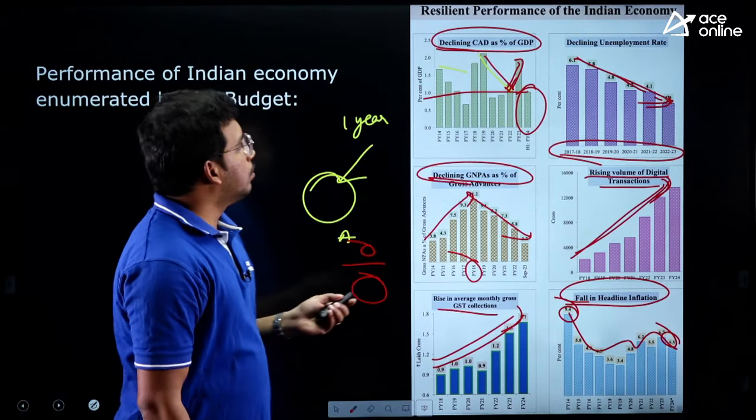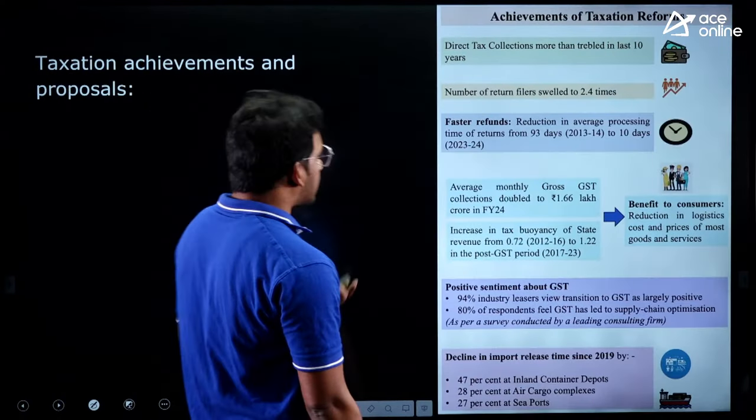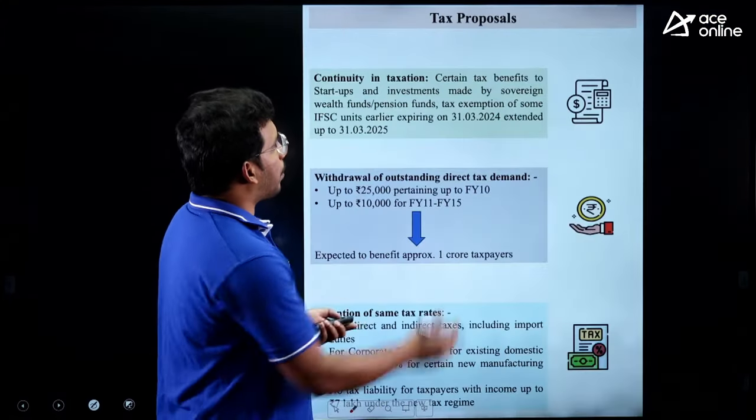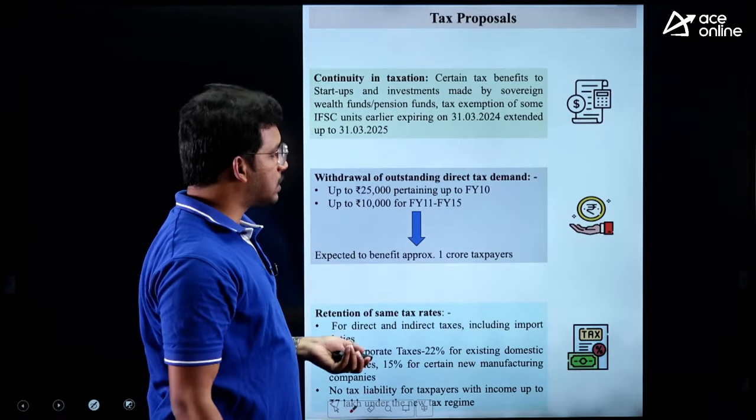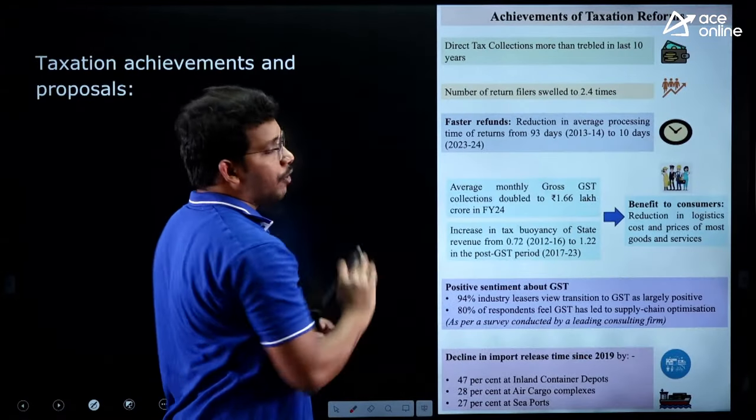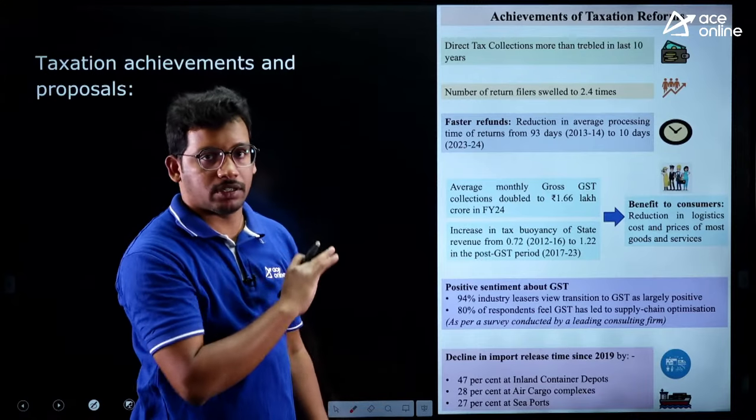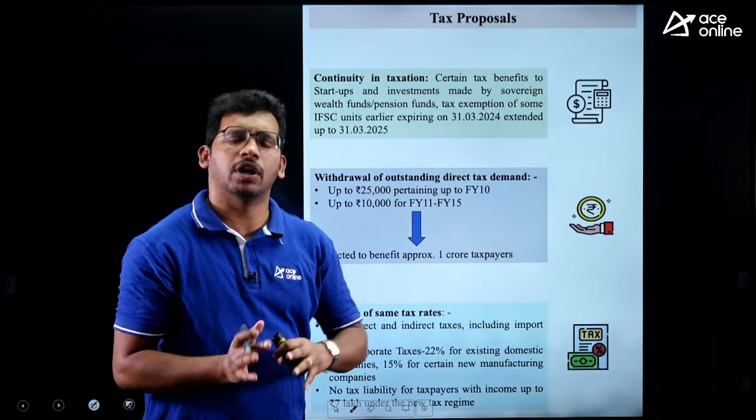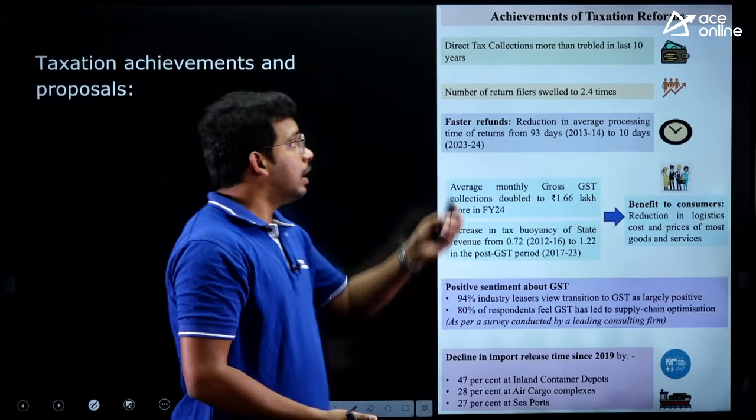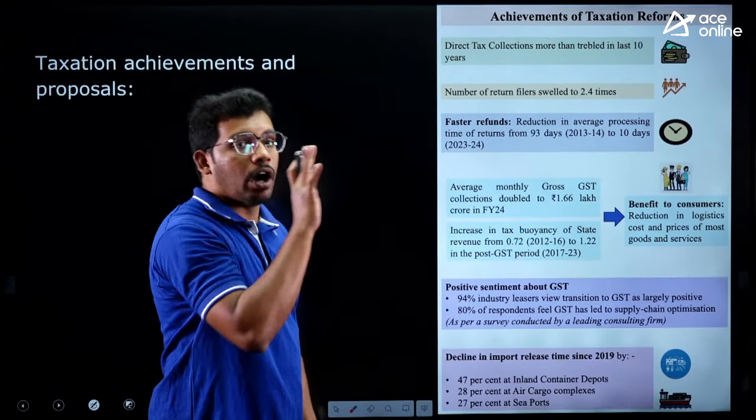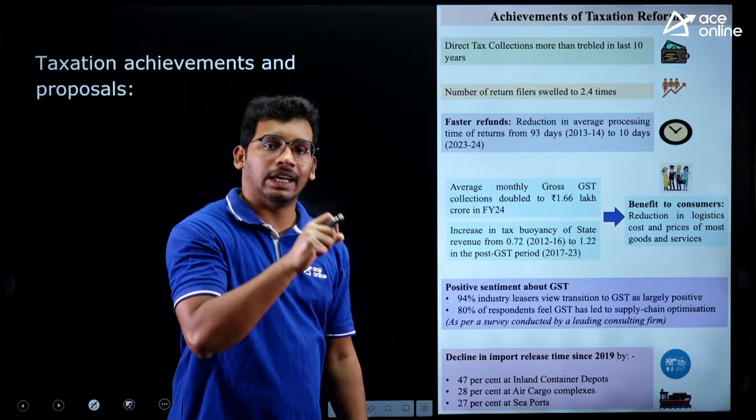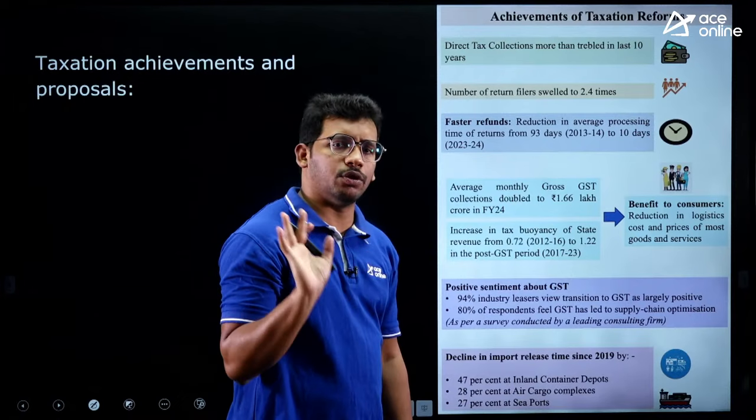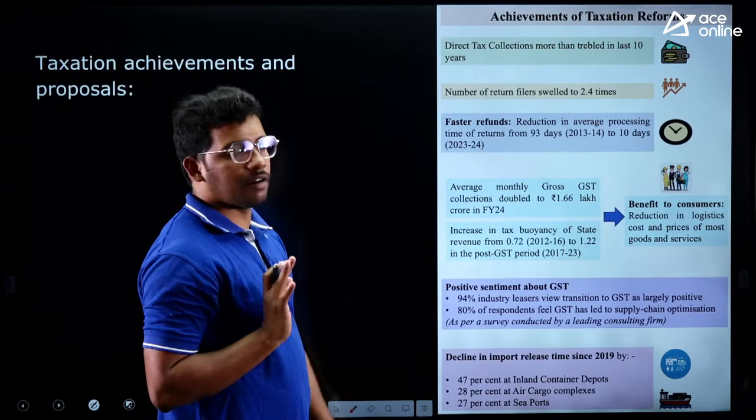Now, the next one, taxation. The government also put forward proposals on taxation, but we need to focus more on the achievements, because the proposals have not yet come into the picture. We have to see how they are achieved. Here, the most important thing is what the government has achieved in taxation reforms. This is very, very important. You will see a lot of questions, whether you are writing an objective exam or a conventional exam.